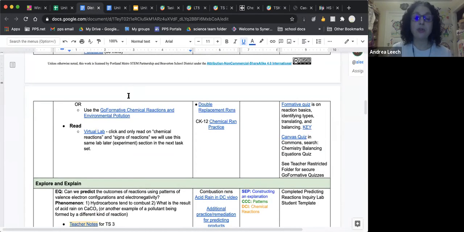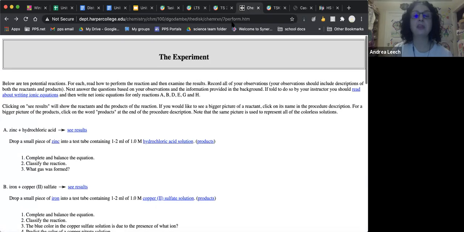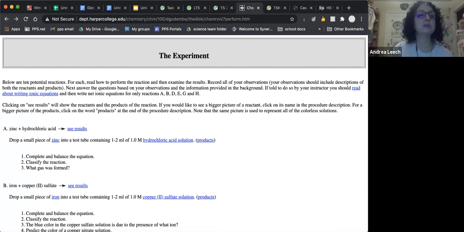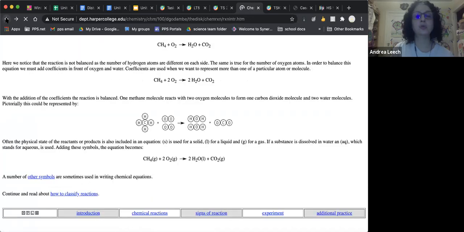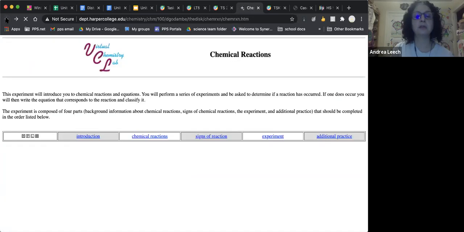Now, once they've gone through and sorted things, identified what the reactions are, and practiced saying what the different kinds of reactions are, you'll want to have them go into this virtual lab. When you click on that, it leads you into this virtual lab. Let me go back to the beginning of it. This is what it looks like when you click on the link.